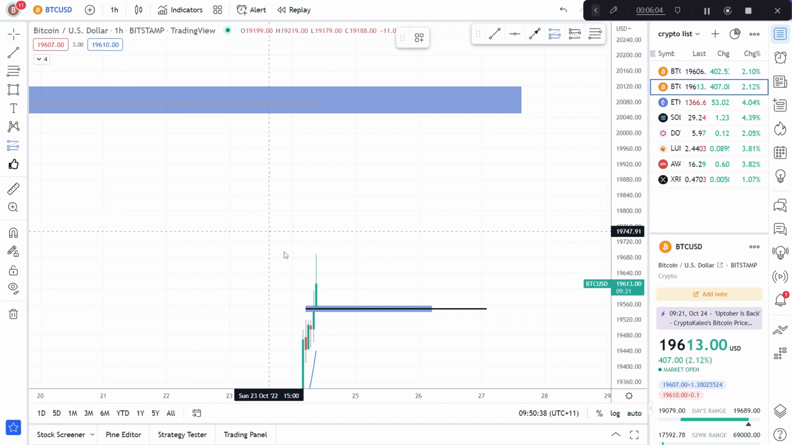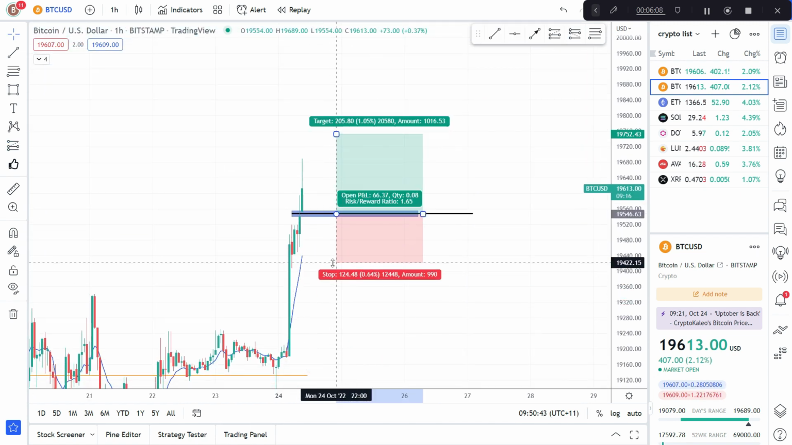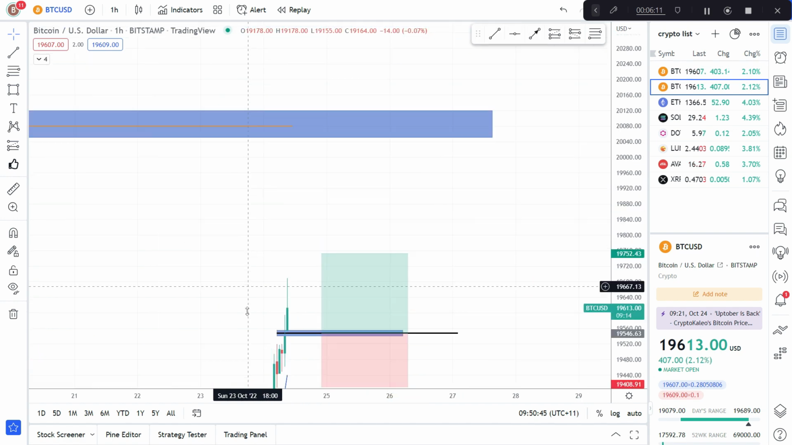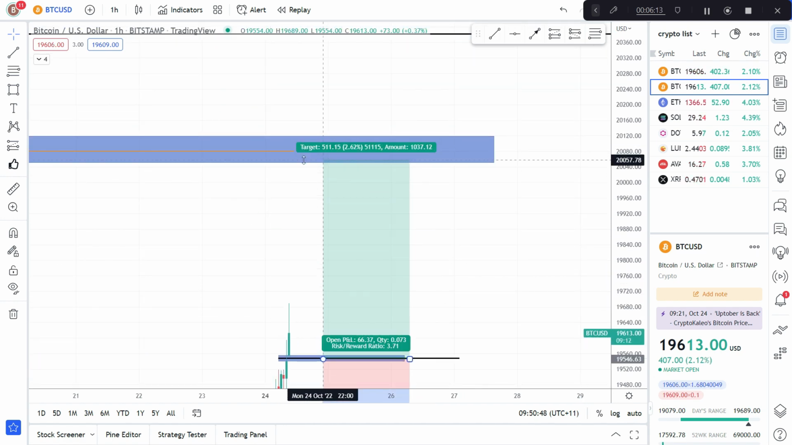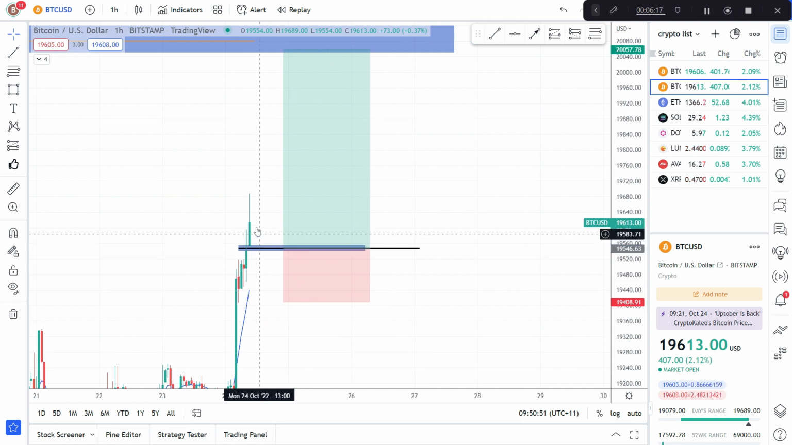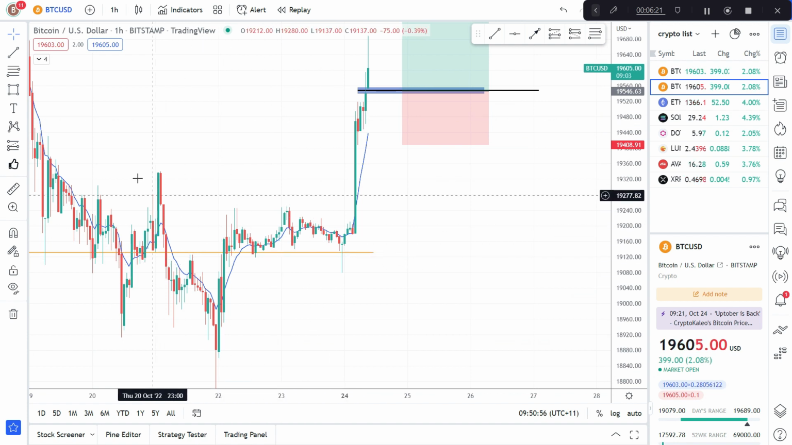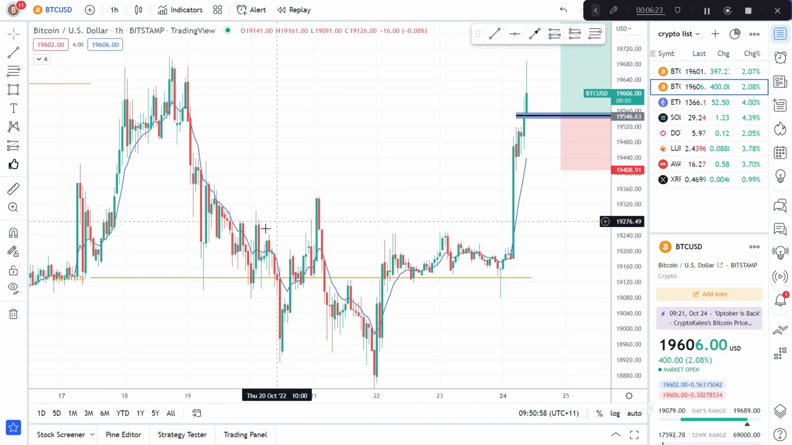So actually I don't mind that in terms of risk. I'd put something like this, put it under where the EMA is now, maybe even something like there, and then go all the way up to here for a 3.71. That's something that I'm looking at. Probably will come down and fill in this gap. It nearly always does.